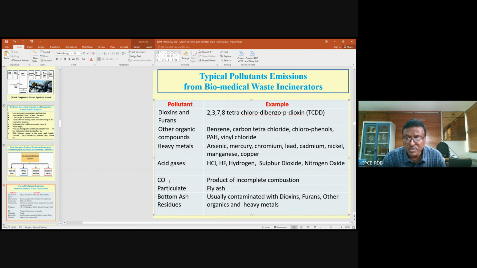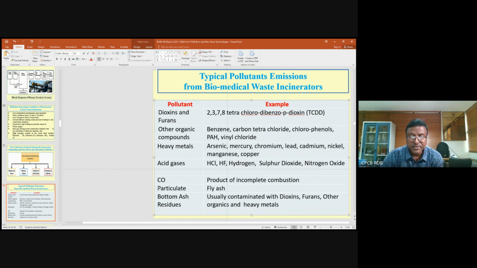Carbon monoxide is a product of incomplete combustion. If combustion is not proper, it indicates you have not maintained adequate temperature. The three T's: adequate temperature, turbulence, and residence time. The waste cannot be converted completely into CO2. If it is available in the form of CO, carbon monoxide, that indicates incomplete combustion. If CO levels are high in the flue gas, then we treat it as the combustion not being proper. If high CO2 levels are observed in the flue gases, then we feel the combustion is perfect. If high O2 levels or high CO levels are available, that indicates the combustion is not proper, and adequate temperature and operating conditions are not maintained.